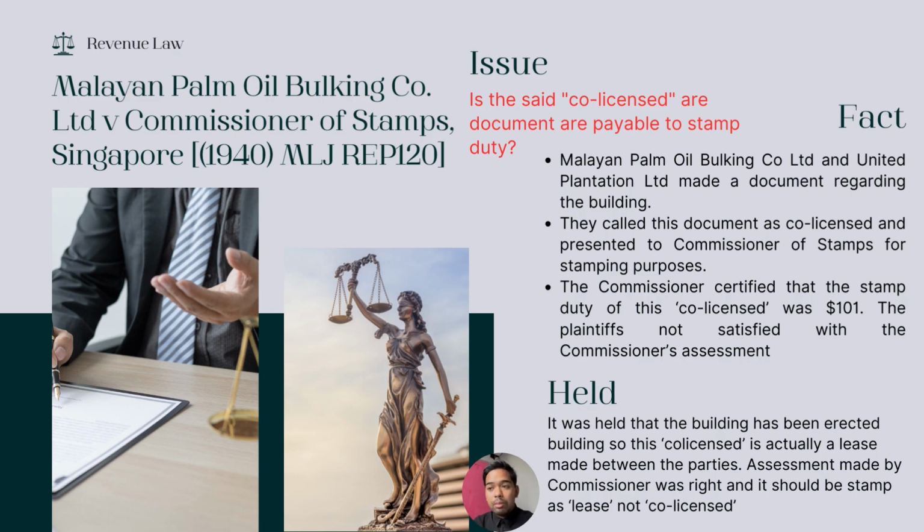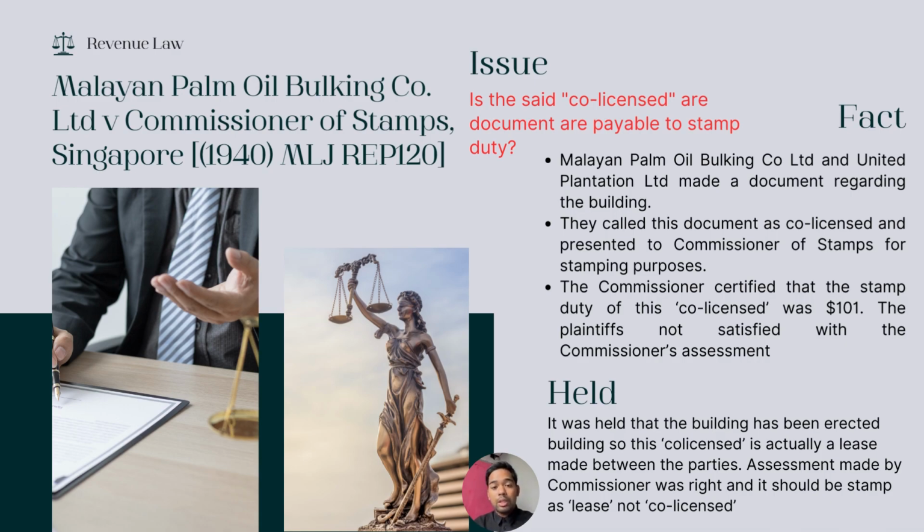the facts are that Malayan Palm Oil Bulking Company Limited and United Plantation Limited made a document regarding the building. They called this document a core license and presented it to the Commissioner of Stamps for stamping purposes. Then the Commissioner certified that the stamp duty of this core license was 101. The plaintiff was not satisfied with the Commissioner's assessment. So the issue is whether the said core license is a document payable to stamp duty.